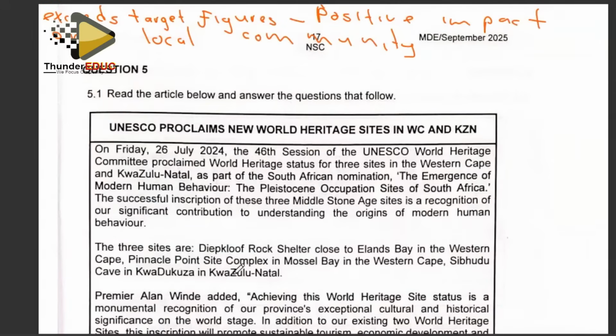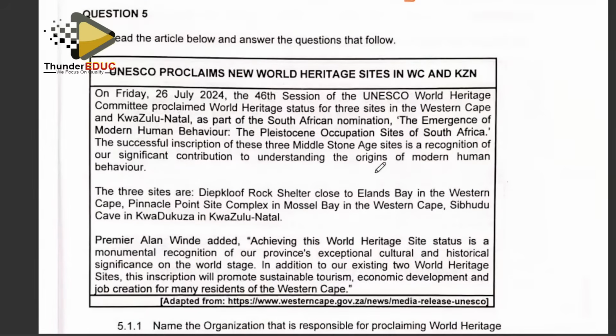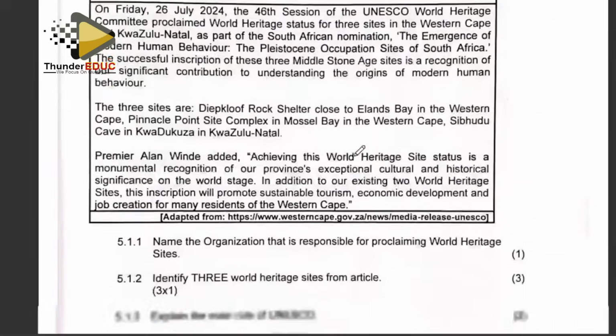The 3 sites are Deep Kloof Rock Shelter close to Elands Bay in the Western Cape, Pinnacle Point Site Complex in Mossel Bay, Western Cape, and Shibudu Cave in Kwadukuza in KwaZulu-Natal. Premier Alan Winde added, achieving this World Heritage Site status is a monumental recognition of our province's exceptional cultural and historical significance on the world stage. In addition to our existing 2 World Heritage Sites, this inscription will promote sustainable tourism, economic development, job creation for many residents of the Western Cape.